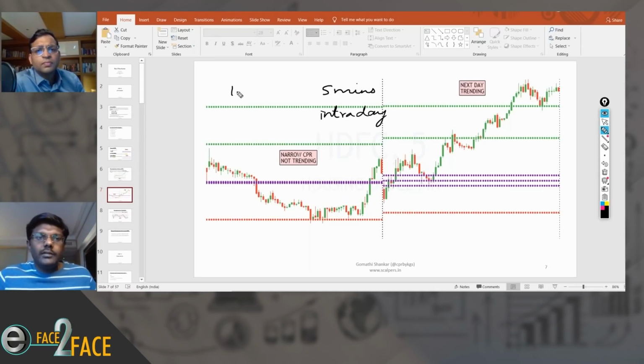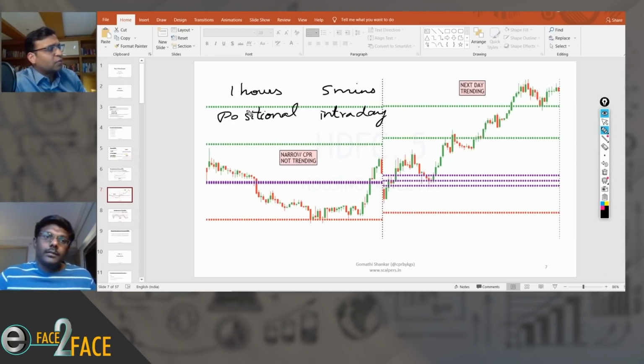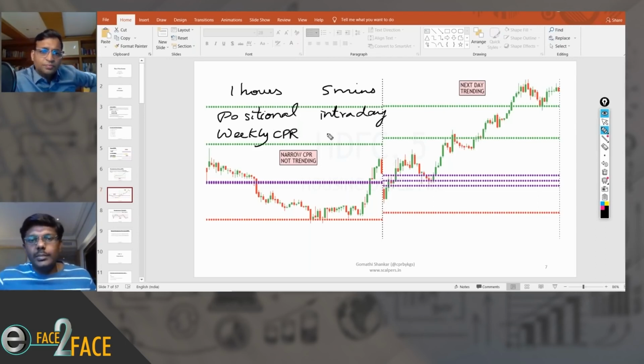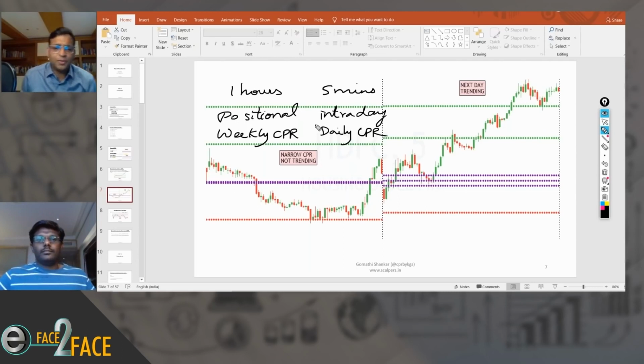In case of positional trading, we will be using the 1 hour chart. But if we adjust between the 5 minute chart, 1 hour or half an hour, the levels of CPR will remain the same because it is based on yesterday's closing. Yes, exactly. But for positional trading, we will switch over to weekly CPR. Only for intraday will we be using daily CPR values. Anyways, you'll explain that in the later part of the slide.